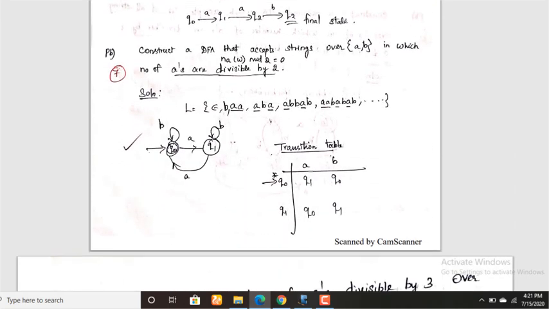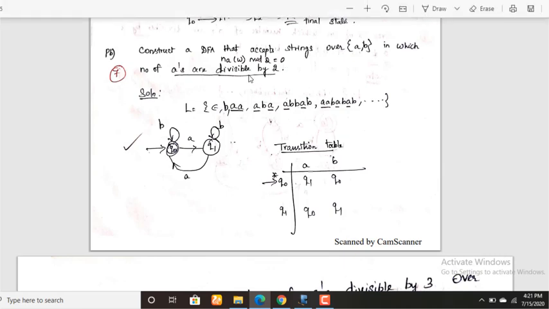This is the problem. Construct a DFA that accepts strings over A, B in which number of A's is divisible by 2. Okay. So number of A divisible by 2, this is the wording, and we can also write it another way: number of A modulo division of 2 equal to 0. Okay.